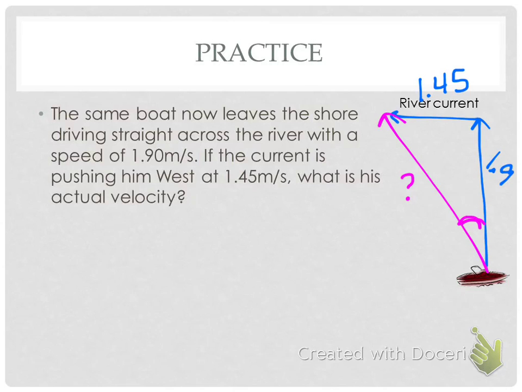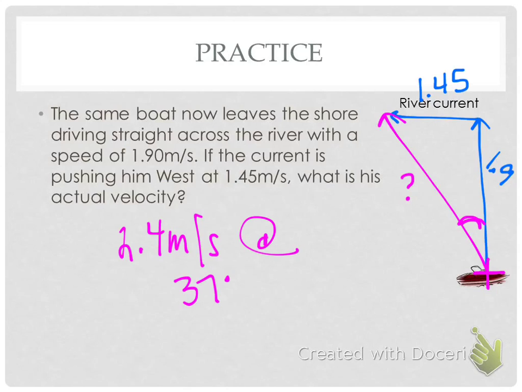Okay, so if I was standing on the shore, I would be seeing him kind of drift in that northwest direction. Okay, so same thing here. Find the hypotenuse and the angle. 2.4 meters per second at 37 degrees west of north. Perfect. Very good.